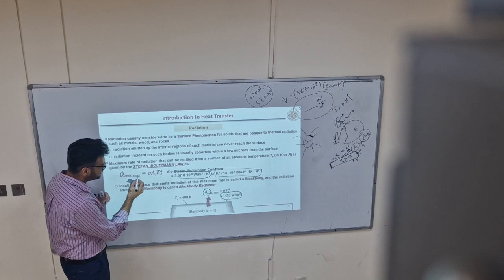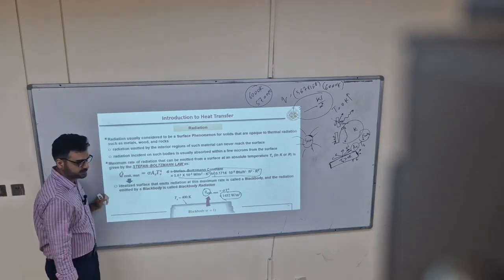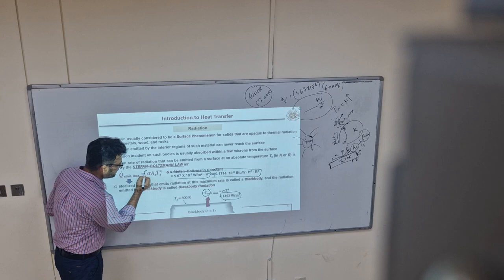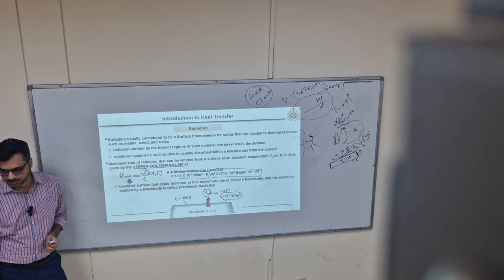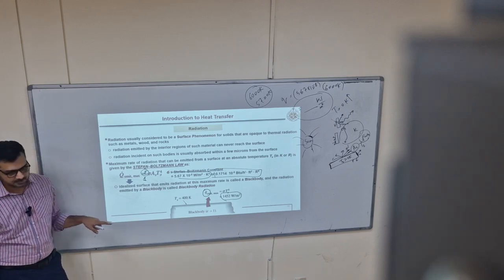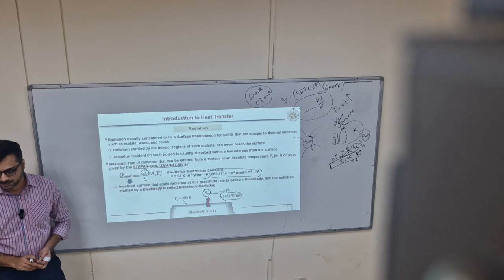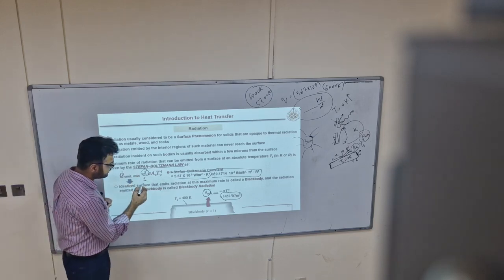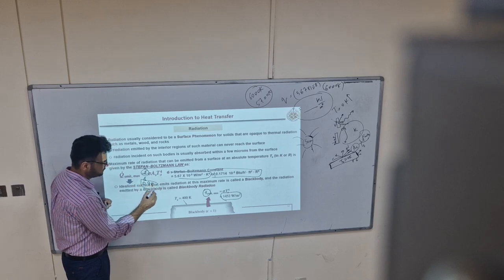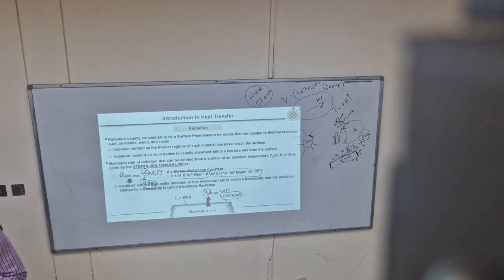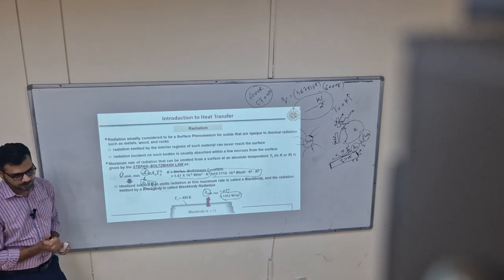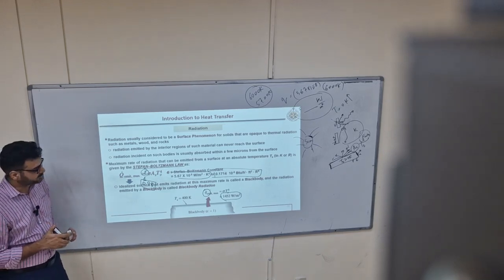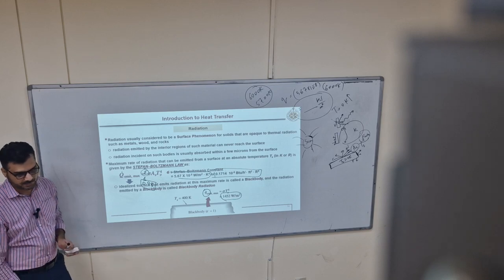So here we have to add a term, emissivity. For an ideal black body it is 1, but all real bodies will be emitting less than this. For example, for black paint the emissivity is 0.98, for normal black paint. And does it depend only on the color? No, not necessarily. It depends upon the composition of that material.